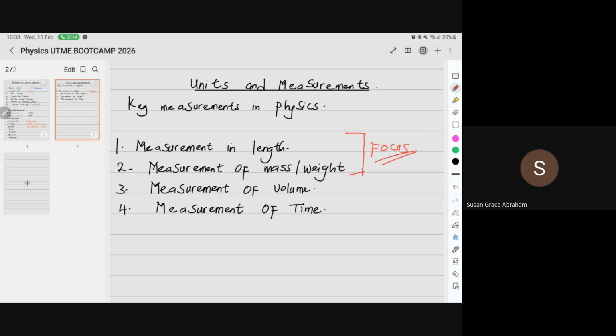Are we together now? So I'm focusing on what? Measurement of length and measurement of what? Of mass and weight. So let's quickly look at measurement.